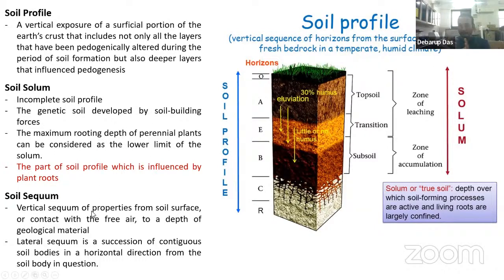Sequum means sequence, continuum. Vertical sequum and horizontal sequum. Vertical sequum means as you go downward, different distribution of everything as you go downward. Vertical sequum properties from soil surface or contact with the free air to a depth of geological material, up to this depth. And lateral sequum is a succession of contiguous soil bodies in a horizontal direction from the soil body in question. So, lateral spread. So please try to remember at least soil profile and soil solum. Okay.